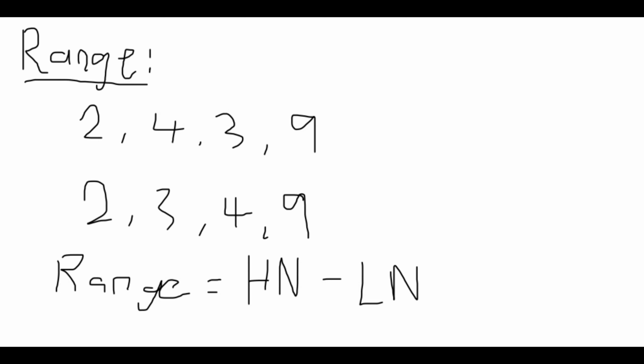So the range is therefore equal to the highest number, which is 9, minus the lowest number, which is 2, and 9 minus 2 is 7. So therefore the range is 7. Now it doesn't matter how many times the largest number appears, whether for instance you have 9, 9, the range is still the highest number, which is 9, subtracted by the lowest number, which is 2 in this case. Now let's move on to the next statistical calculation.